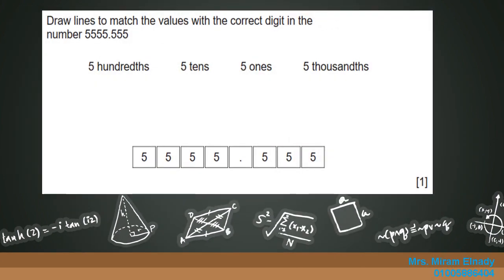Draw lines to match the values to the correct digit. 5 hundredths. Hundredths means it's in the hundredths place, so it will be 0.05, the second number after the decimal point. 5 tenths. It will be to the right of the decimal point. 5 ones. Directly beside the decimal point to the left. 5 thousandths will be in the thousandths place to the right of the decimal point.